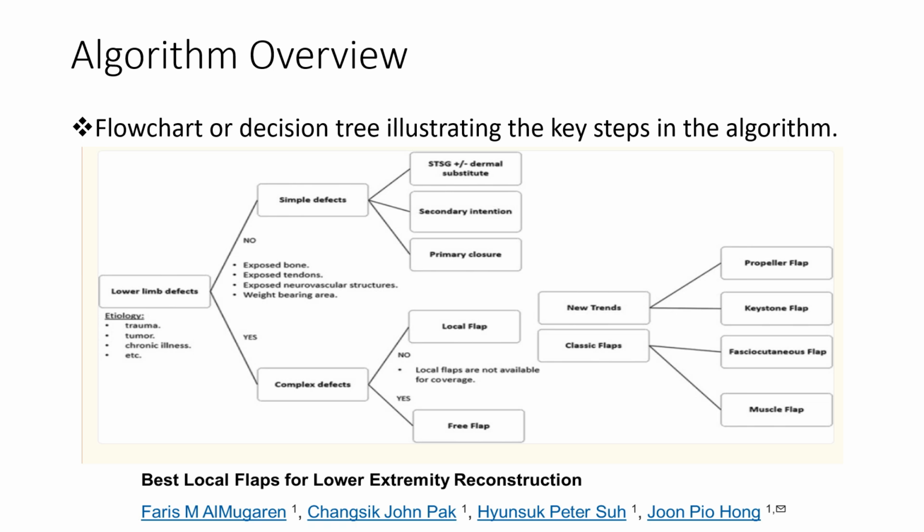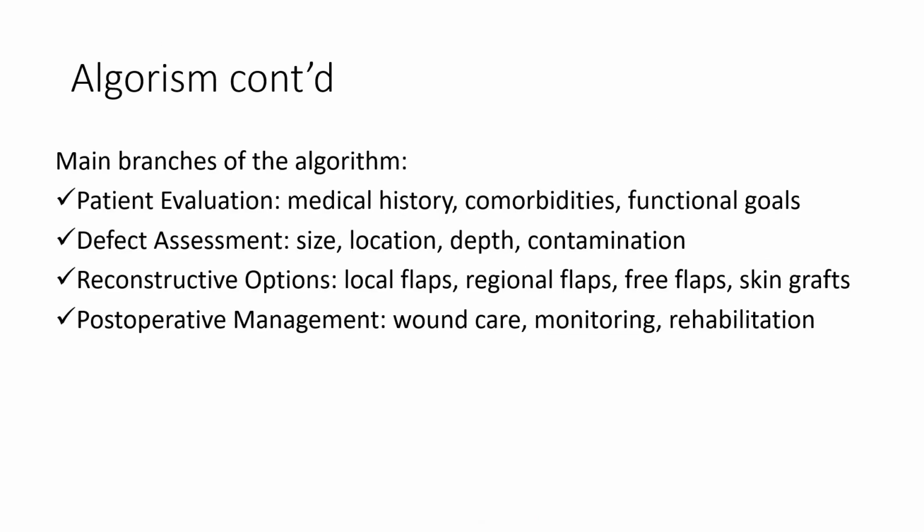But if it is a complex defect, where there is exposed bone, exposed tendon, exposed neurovascular structures, or a wound on the weight-bearing area, we consider it a complex defect, and we can use various options like a local flap and free flap, and there are current trends, and we'll discuss them in detail subsequently.